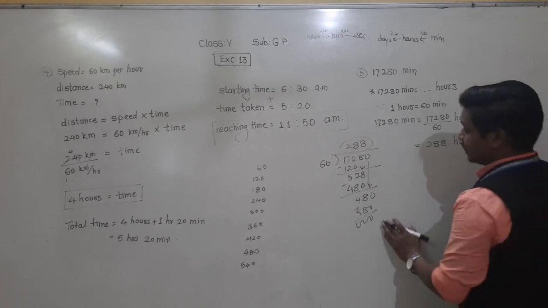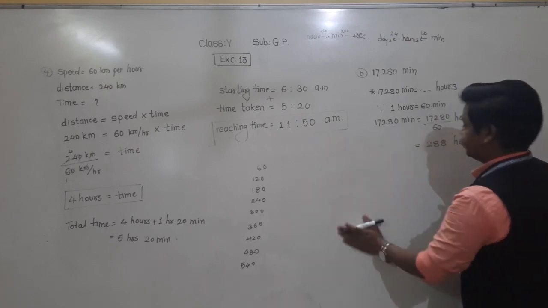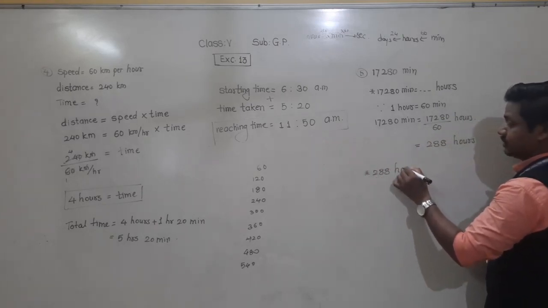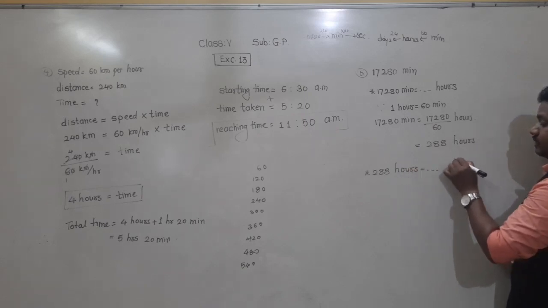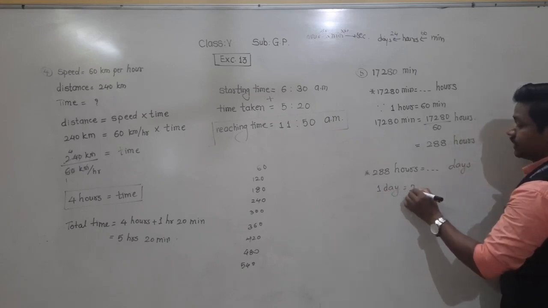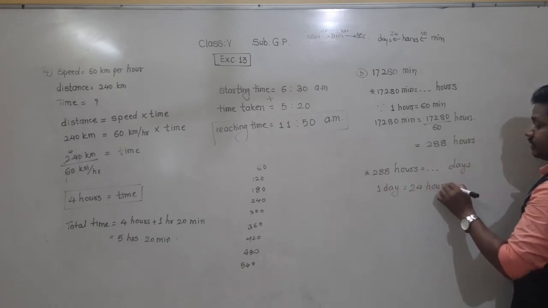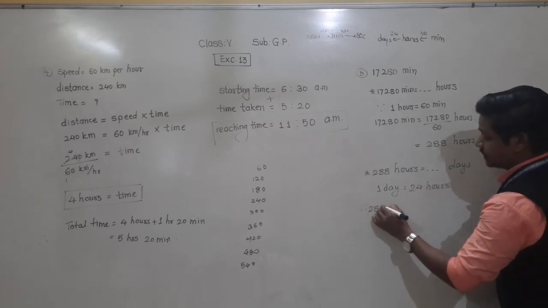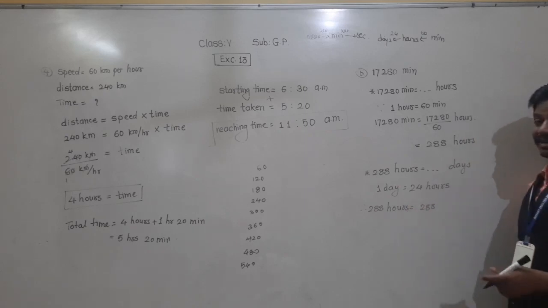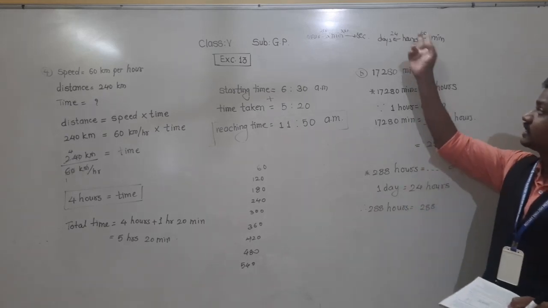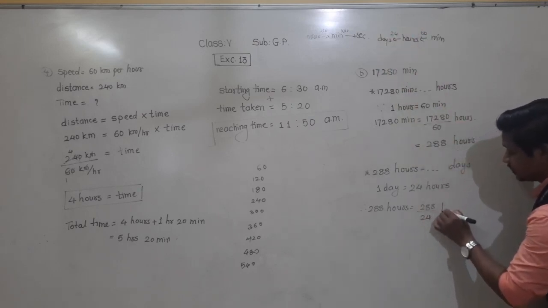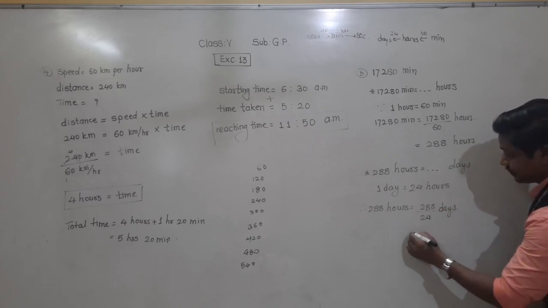Okay, now this 288 hours we will convert into days. And we know that 1 day is equal to how many hours? 24 hours, right? So 288 hours is equal to 288, what? Multiply by 24 or divide by 24? Hours we are converting into days, smaller to bigger. That's why divide by 24 days. Okay?